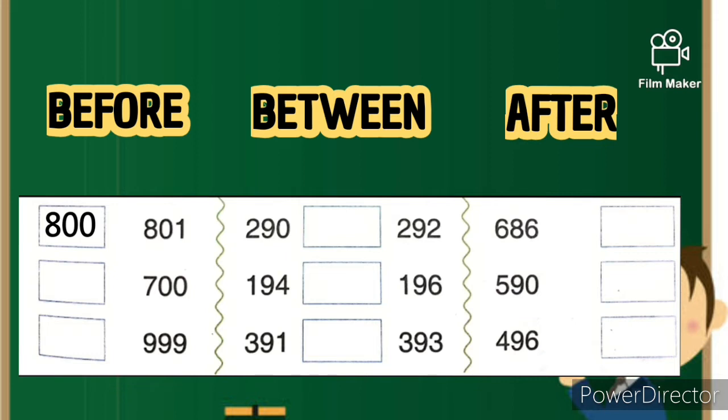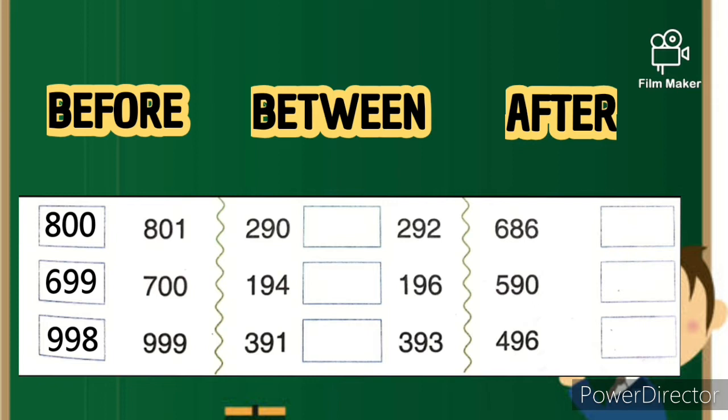Next we have 700. What comes before 700? Yes, it is 699. So we will write down 699 in the block. Next, we have 999. What comes before 999? It is 998. So we will write down 998 in the block.